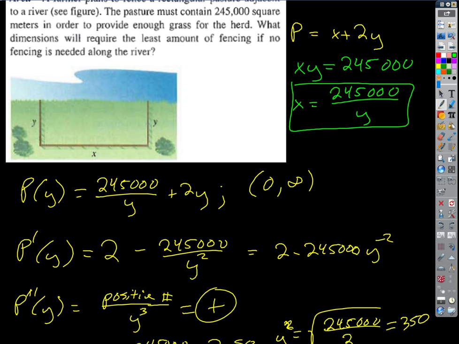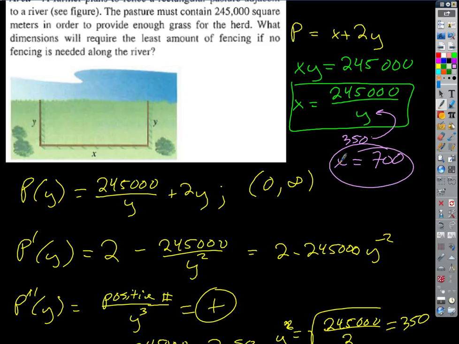And then I gotta find x, so I would just plug it back in up here, right? So what's that give us for x then? If I plug in 350 for y, x equals, what is it? 700? 700. 700? Okay, so there are our dimensions.